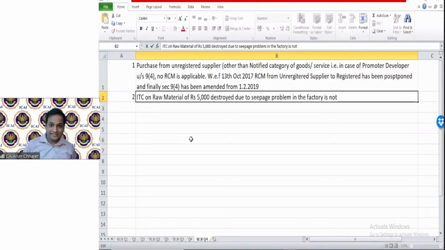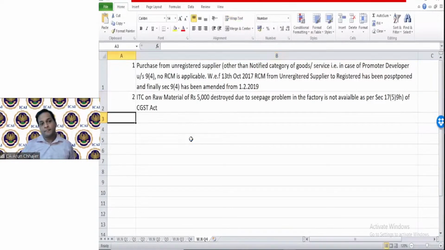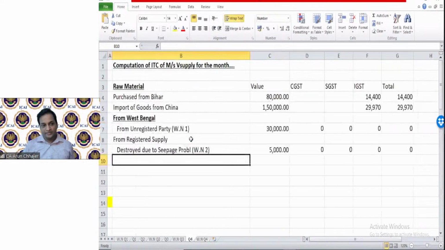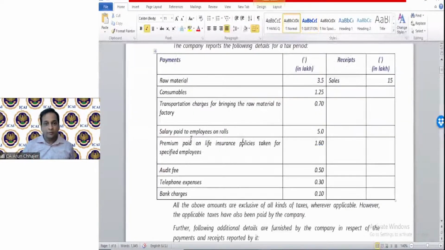Very nice, very nice. In the factory, ITC on raw material which is destroyed due to the CPS problem in the factory is not available as per section 17 subsection 5 and clause H of CGST Act. Okay. Very nice. And now the balance. What is the balance amount? What is the total raw material?